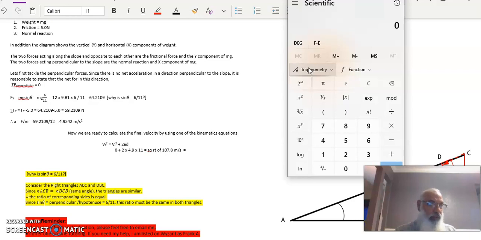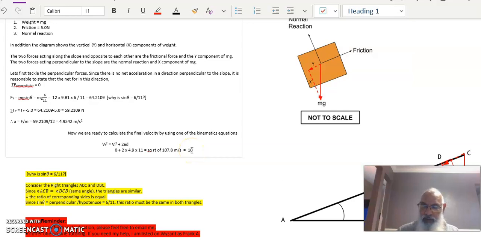That is 107.8, and then we take the square root of that number. It's 10.38 meters per second. This is not the final answer. Okay, so the square root of 107.8, because this is Vf squared, so Vf comes out to 10.38 meters per second. Okay, so that is what we have. That is the answer to the question of velocity.